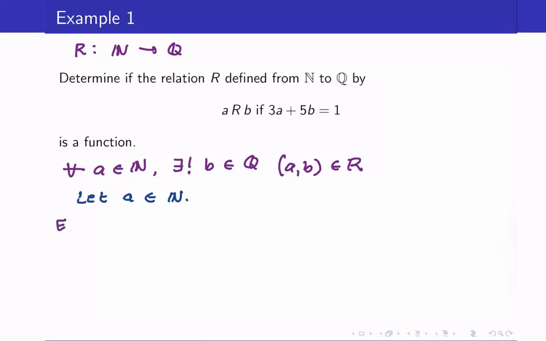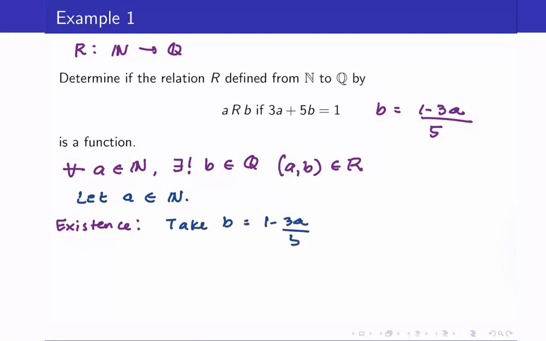So this one has two parts. For the existence part, we have to find our B. There exists a B in Q such that AB is in R. However, if we solve for B here, what do we get? Our B here is equal to 1 minus 3A over 5. So we just say, take B to be equal to 1 minus 3A over 5, and then we will show that this B satisfies that AB is an element of R.